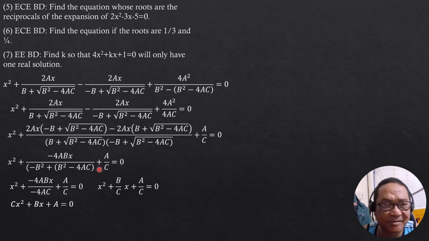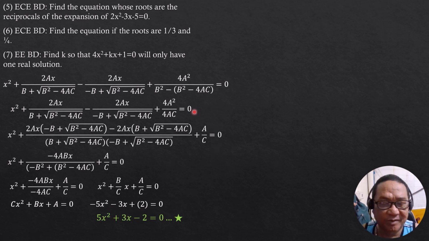So substituting, because c is negative 5, b remains the same, negative 3, and a is 2. So that is negative 5x squared minus 3x plus 2 equals 0. Then we multiply everything by negative 1, so the answer is 5x squared plus 3x minus 2 equals 0. So that's the idea. Interchange the coefficient of x squared, which becomes the constant c, and the constant becomes the coefficient of the second degree term. So that's the technique.